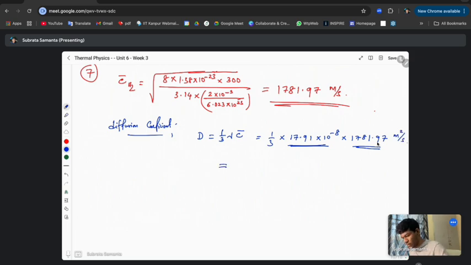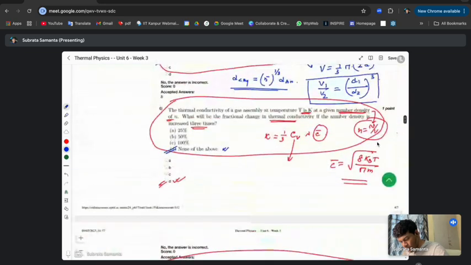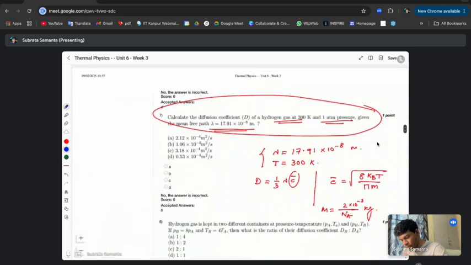So the answer is 1.06 times 10 to the power minus 4 meter square per second. Let's see if this is in the options or not. Okay, so 1.06 times 10 to the power minus 4 meter square per second, option B, right? So option B is correct.